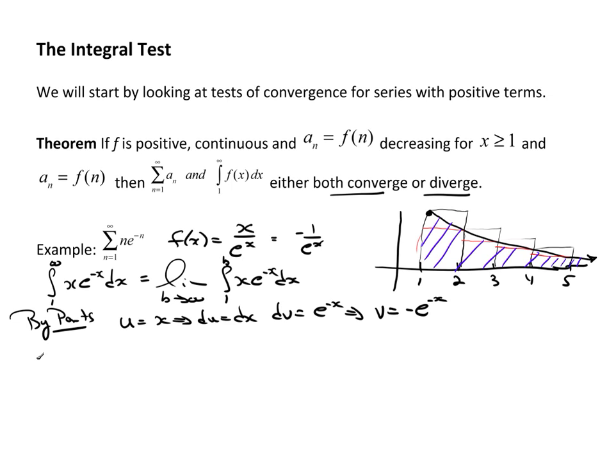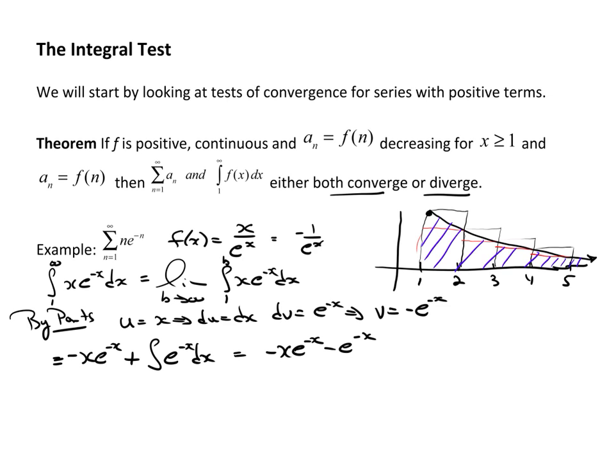So what I have is this: the limit of this integral will be equal to uv, which is negative x e to the negative x, minus the integral of v du. I'm going to have negative e to the negative x dx, so it becomes a positive e to the negative x dx. So this is going to be equal to negative x e to the negative x minus e to the negative x when I take this integral.